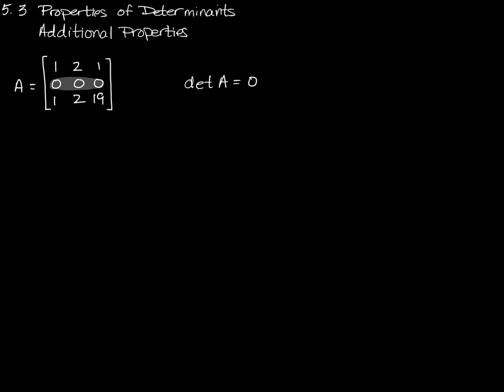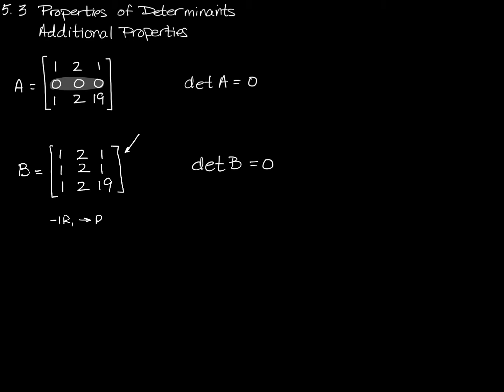If you have a matrix, I'll call this one B, and two of the rows are identical, then the determinant of that matrix will also be 0. And I hope that's fairly obvious too. If I do some row operations on this and I take row 1, multiply it by -1, so -1 times row 1, and add it to row 2, and replace row 2 with that information, then I get, I'll call it B prime.